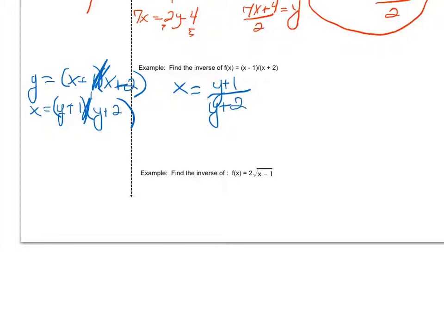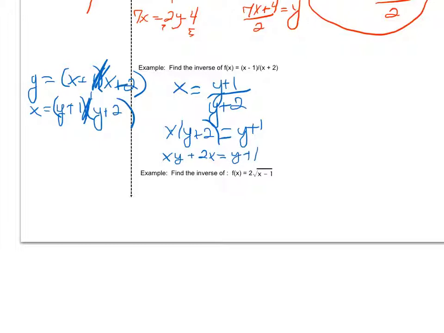So now from here, I want to go ahead and solve for y. So I'm going to multiply both sides by y plus 2 because I don't want that y plus 2 in the denominator. I'm going to have x times y plus 2 equals y plus 1. I'm going to go ahead and distribute that x in because I'm probably going to need to be able to move my y's around because I'm going to want to get my y terms on the same side. So I'm going to have xy plus 2x equals y plus 1.